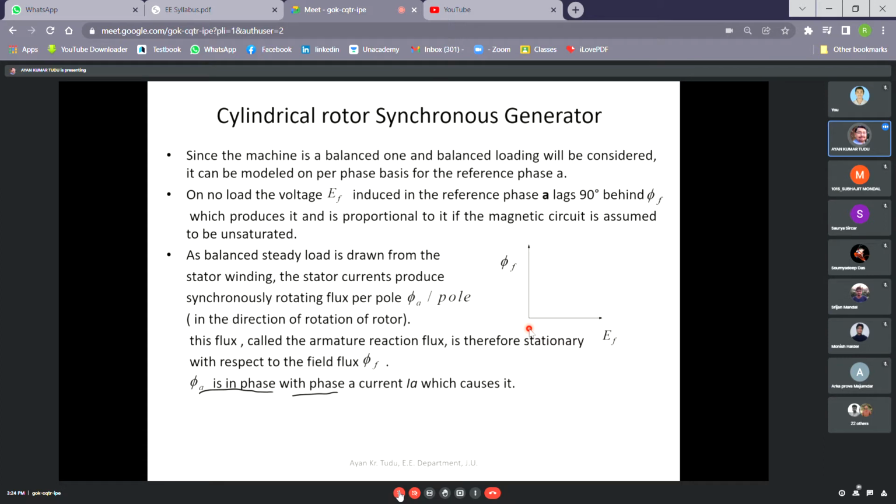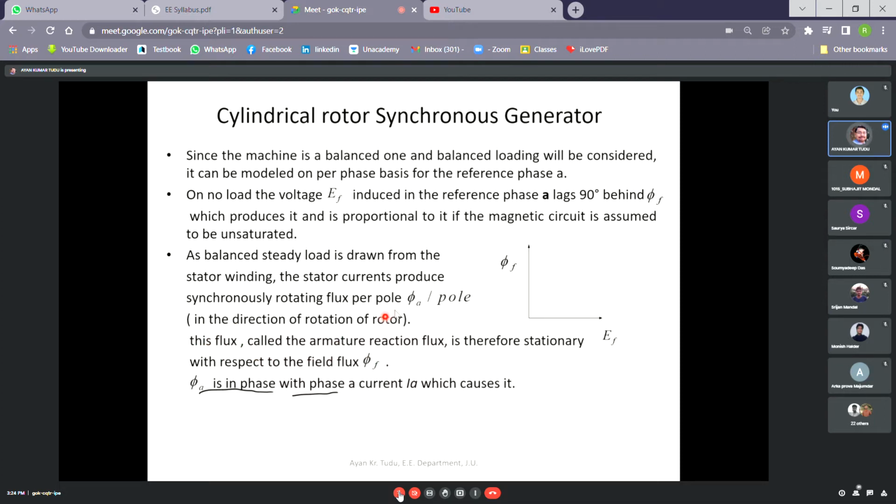Now since we are assuming that a balanced steady load is drawn from the stator winding, the stator currents produce synchronously rotating flux per pole, that is phi a per pole, in the direction of rotation of the rotor. Now this flux is called the armature reaction flux.